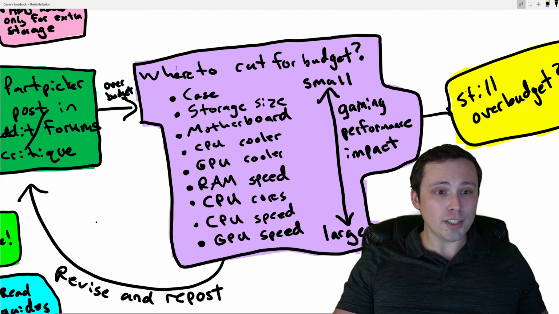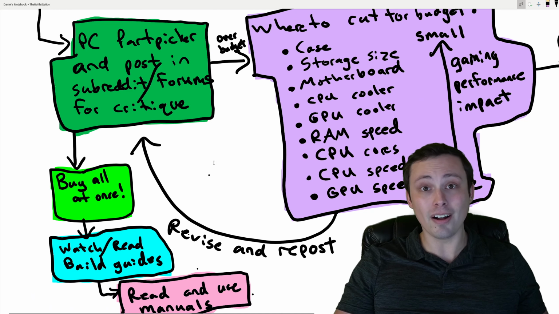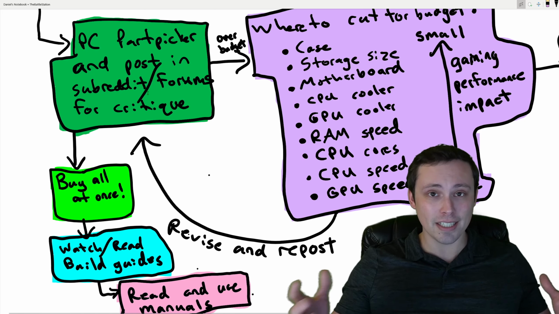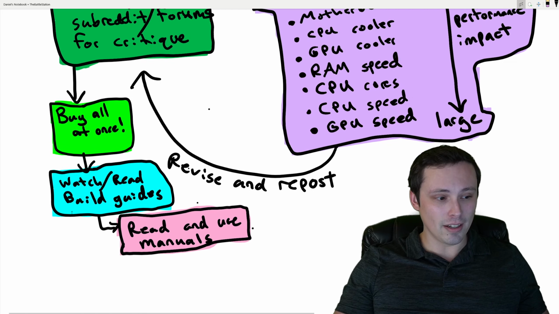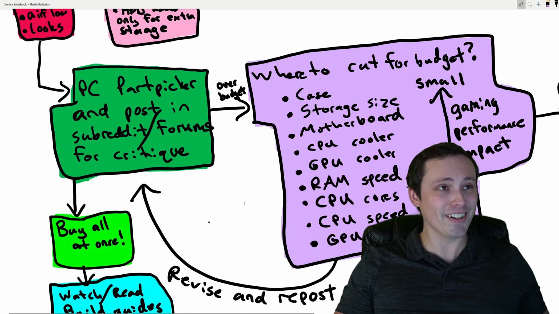Okay, now, once you've revised this and cut it down for budget, you'll probably want to run that through PC Part Picker, post on subreddits and forums and so on, all again, and you might want to run through this process a few times. Once you're feeling like you've got a good build, you can buy it all and watch and read build guides and use your motherboard manual, all that sort of thing.